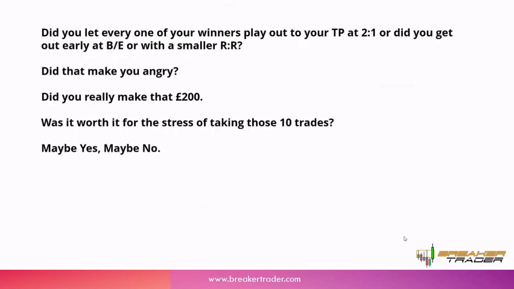Did you let every one of your winners play out to your TP at 2-to-1? Or did you get out early or at break even with a smaller risk reward? Remember back to the previous slides I showed you where you get a big bearish candle and it scares you, so you just get out. Okay, I'll get out with a 1-to-1, I'll bag that money. I'll bag 50 quid of the £200 target, but I've bagged 50 quid, I've won. Did you do that on those 4 winning trades? Now, did that make you angry when you saw it turn around and fly off in your direction? Probably. So did you really make that £200 with those 4 winning trades?